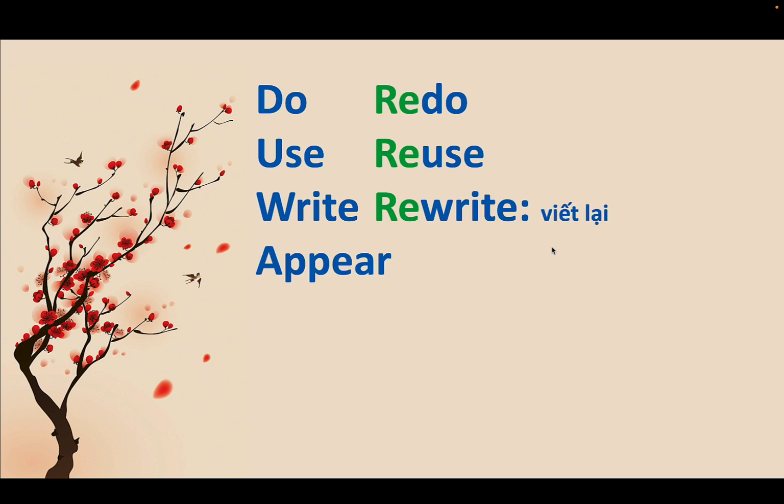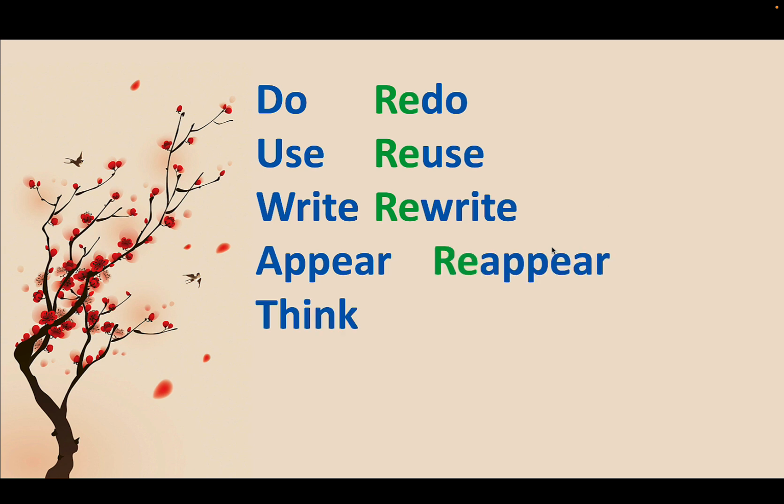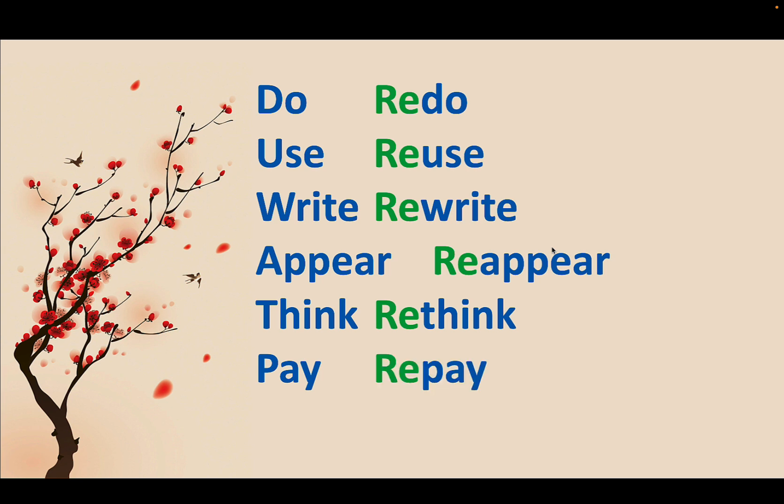Appear. Something shows up, but then it goes away and then it reappears. It comes back. Think about something and think that we have a very good idea, but someone might come along and say, I don't know if you've got that right. I think you better rethink that. So spend some more time thinking about that. Do it over again. Pay. We can repay.